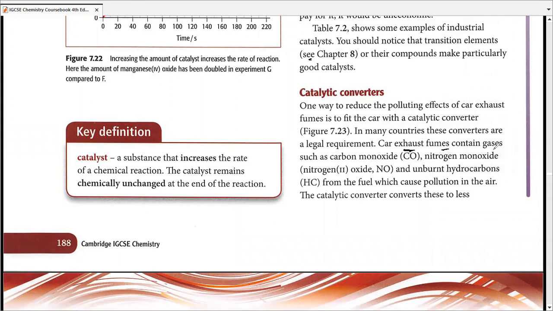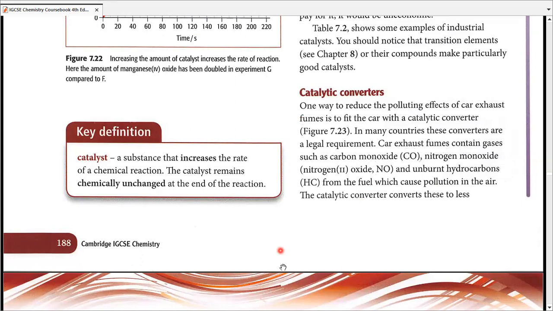And the exhaust stream actually consists of gases which are toxic. Carbon monoxide, a poisonous gas, can kill. Nitrogen monoxide, not exactly poisonous, but definitely a pollutant, can pollute the environment. There are unburnt hydrocarbons. They can also pollute the environment. All of these gases can either be toxic or can cause pollution.